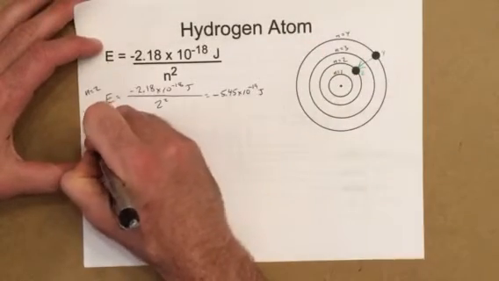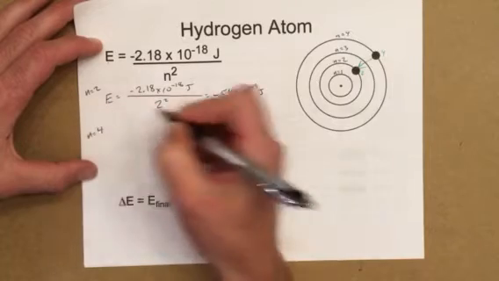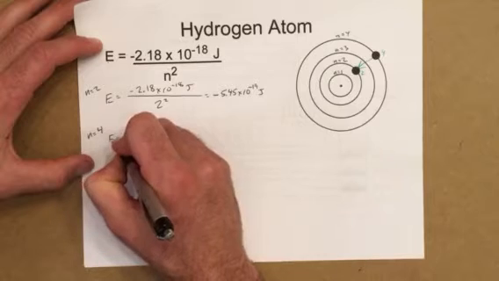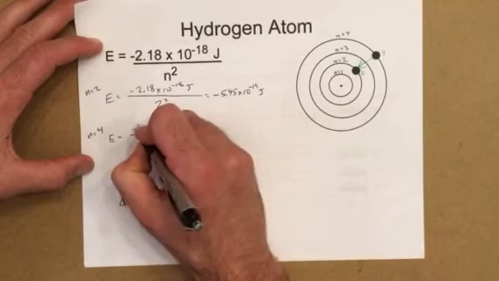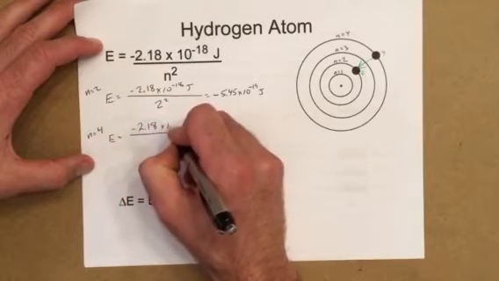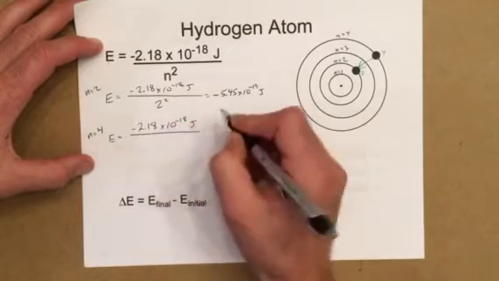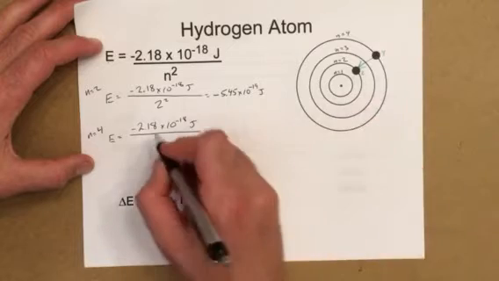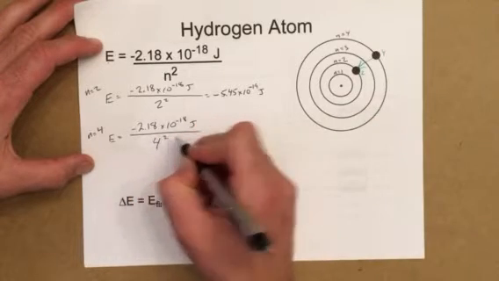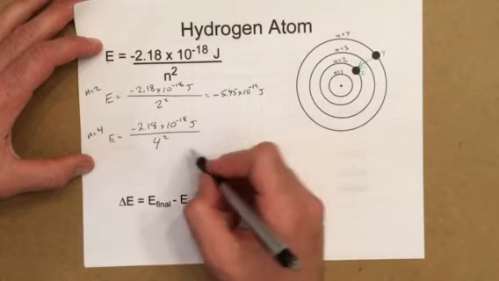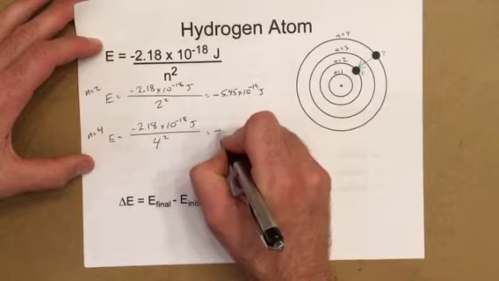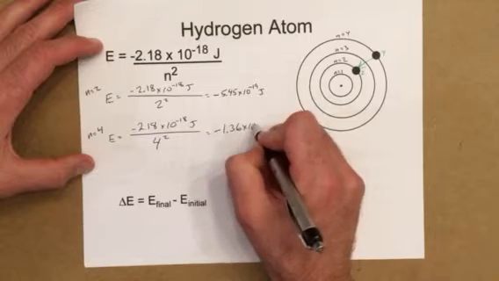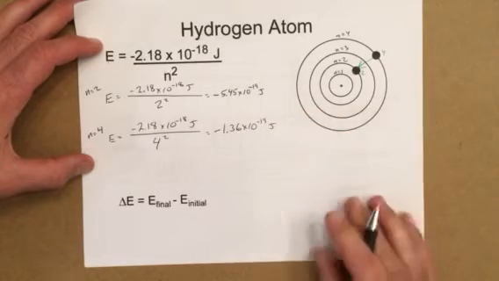And then we'll do the same thing when n equals 4. So now we want to figure out how much energy this electron has. So energy is equal to negative 2.18 times 10 to the negative 18 joules. That's a constant again. And now n is different because we're looking at an energy level further from the nucleus, so 4 squared. And so when we do this calculation, negative 1.36 times 10 to the negative 19 joules.